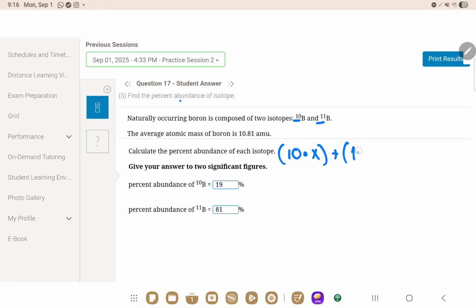11 times (100 minus x), because it's whatever is left of the x, all over 100, equals 10.81.